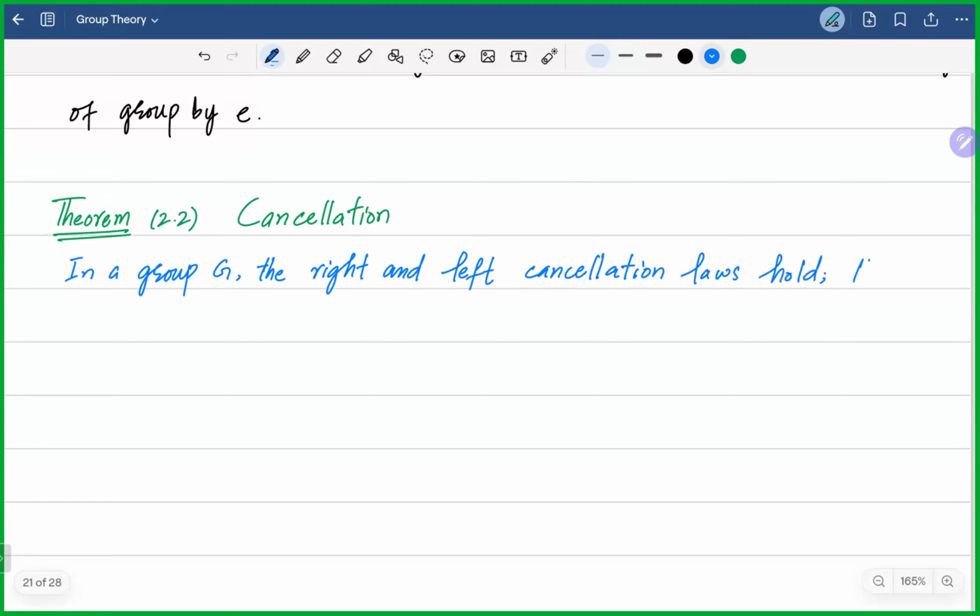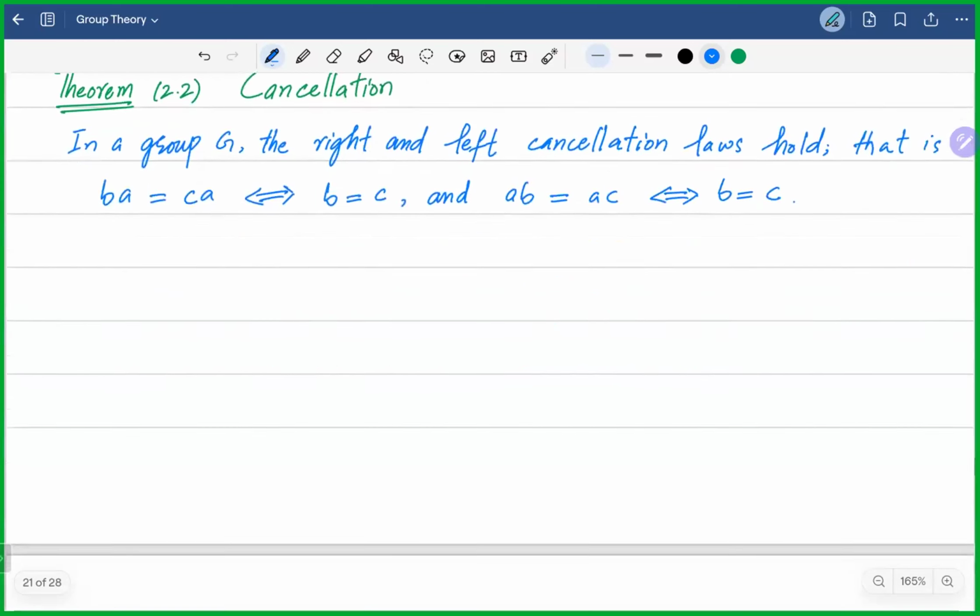That is, BA equals CA implies that B should be C, and AB equals AC implies that B should be C. Proof?